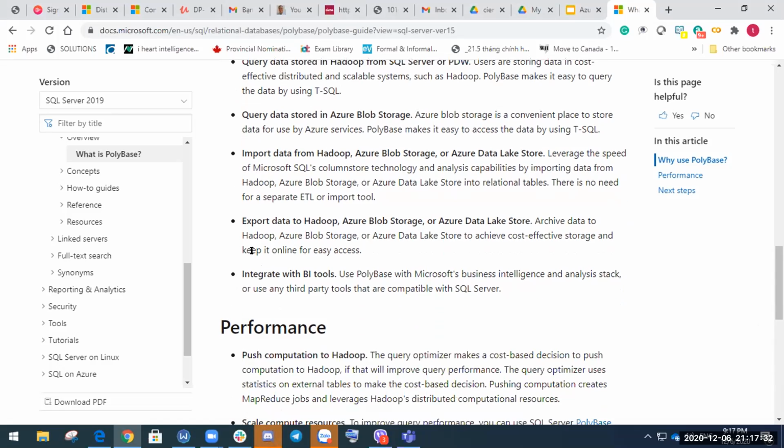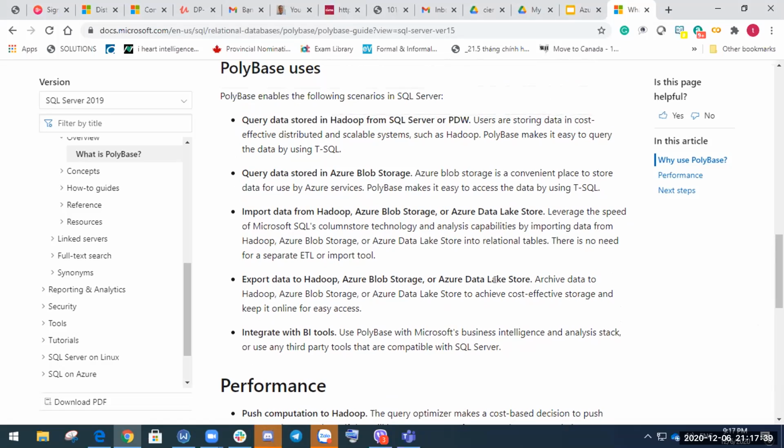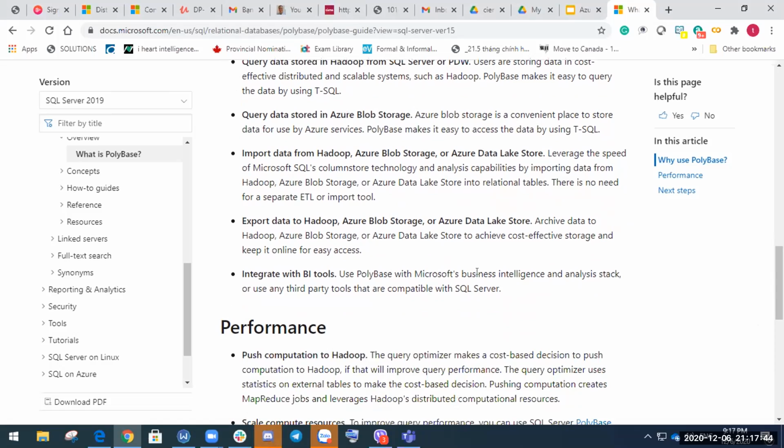So here it's just an extension of talking about Hadoop, blob storage and Azure Data Lake, because once you query, then you can manipulate, you can export, you can import data. So it's more or less common sense, and it integrates with the BI tools. Here they talk about the other Microsoft Business Intelligence and Analytics stack, like Power BI, for example. So you can interact with these tools, and it helps facilitate the query information.